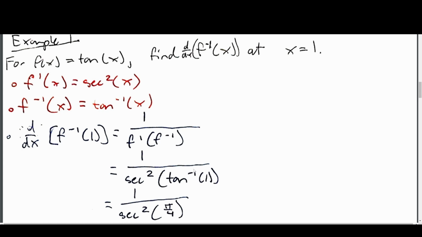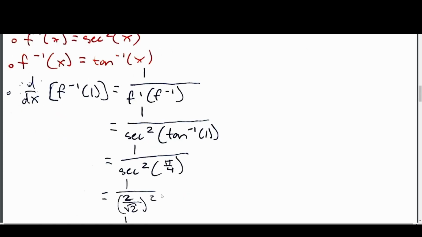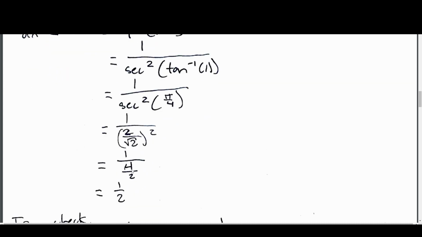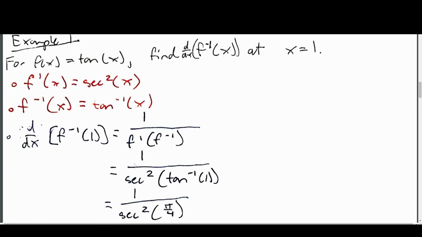So arctan of 1 is equal to pi over 4. We know that cosine of pi over 4 is root 2 over 2, and secant is 1 over cosine, which is going to be the reciprocal of cosine. So the reciprocal of root 2 over 2 is just 2 over root 2, and then we square that quantity. When we simplify, we get 1/2 as our final answer. So 1/2 would be the derivative of f inverse of x at x equals 1.